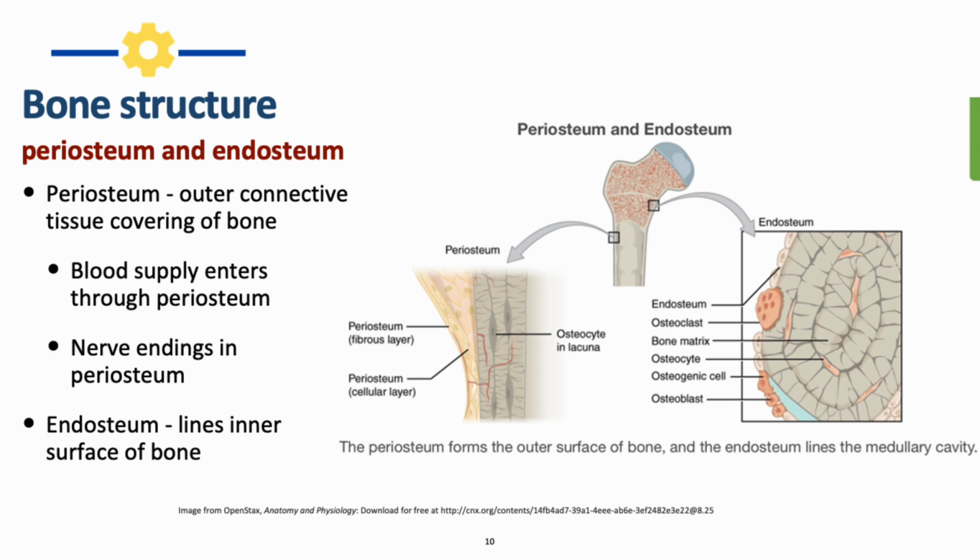The inner layer of bone is covered by a connective tissue called the endosteum. So basically, we're going to see that the bone grows from the outside in and is constantly remodeling, moving from the periosteum towards the endosteum.